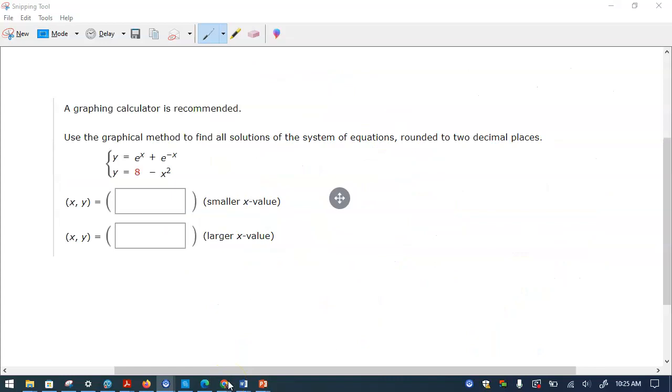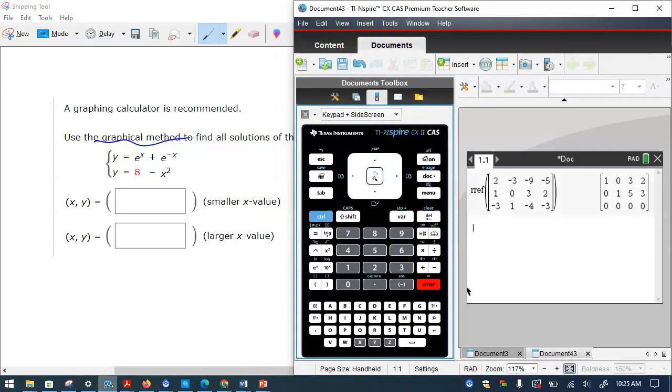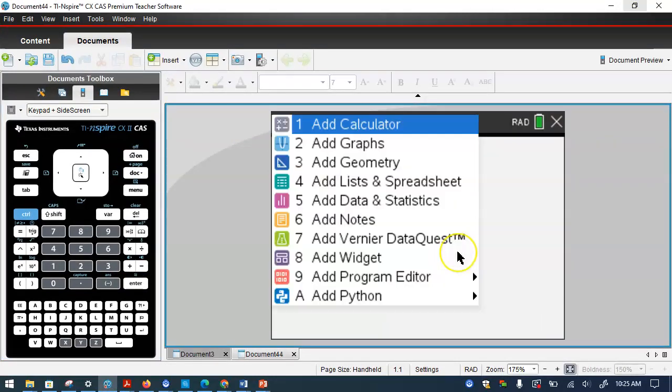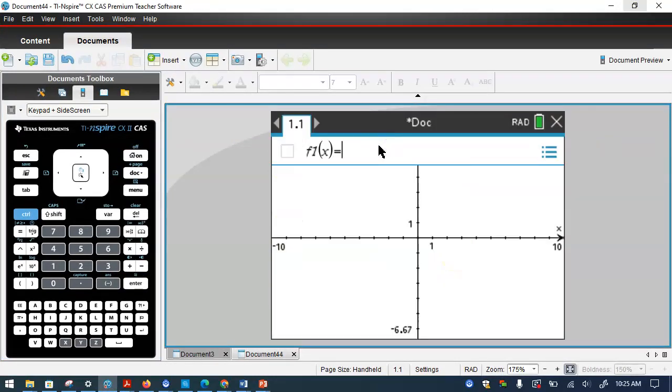Question number 7. So this problem, all you do is they're asking you using the graphing. Without graphing, we cannot do. So all you do is go to the graphing calculator. Okay. And then I'll start with the new one and the graph. So we have to put two equations.